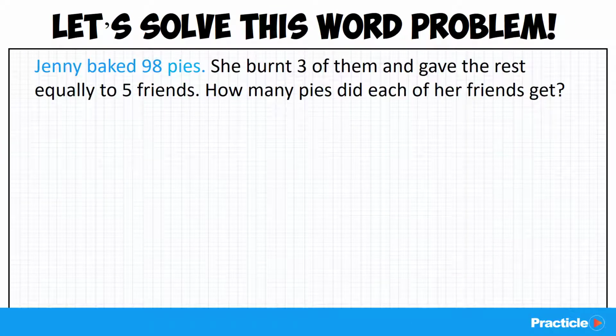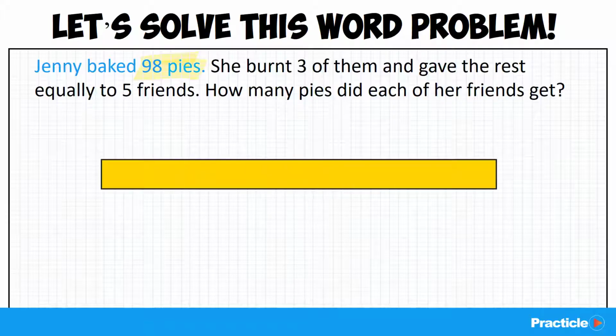Now let's read this math word problem together. Jenny baked 98 pies. Since this is the total number of pies that we are looking at, we are going to draw a long rectangular bar to represent all these 98 pies. Next, we are going to draw an arrow above the bar and write the number 98 to remind us of how many pies Jenny has. And congrats! We have just drawn the whole. Not the hole in your pants, but the whole that represents everything that Jenny has.